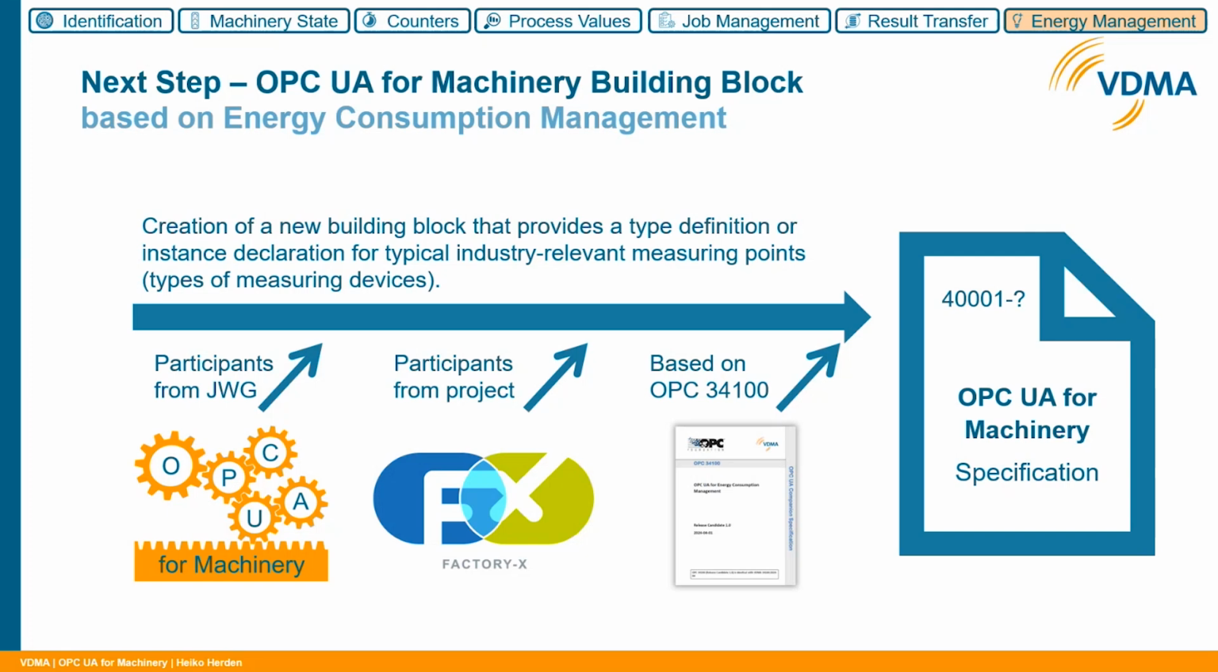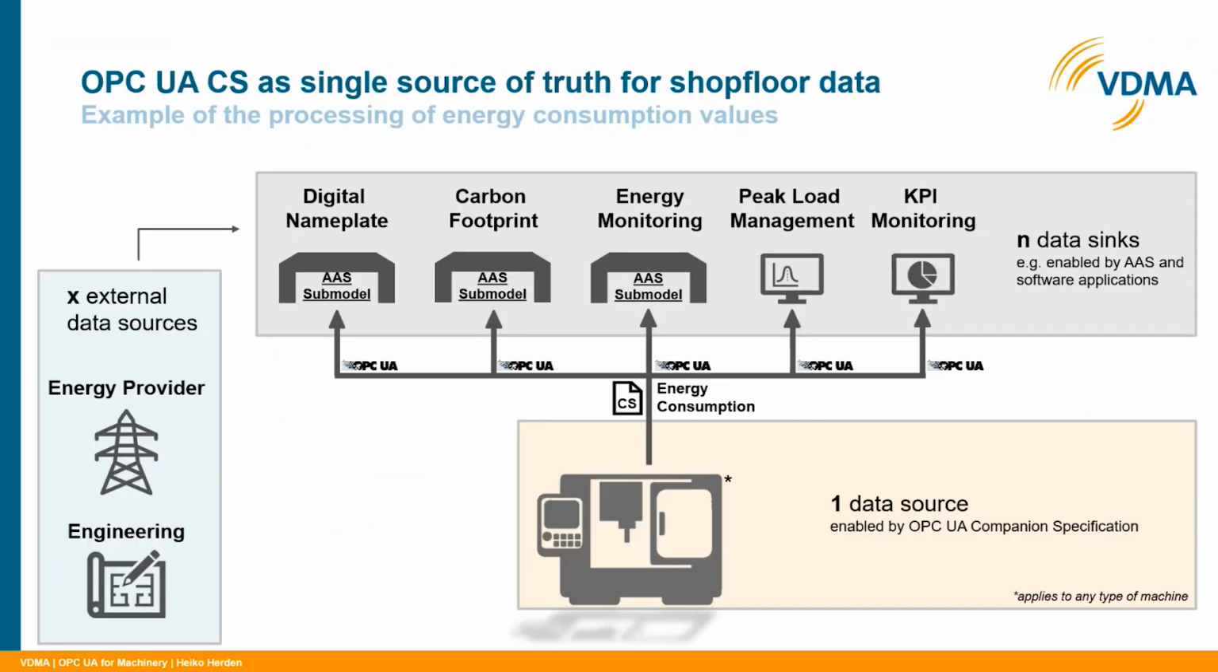So this was now a very extensive overview of all the different definitions we have made in OPC UA for machinery. Let me give you one last idea on how this works together with, for example, other technologies like the AAS, with the example of energy data. So I have a machine which measures energy. It has a power meter, and this shop floor information is now provided over OPC UA, and of course also hopefully over OPC UA companion specifications, for example, the energy consumption specification.